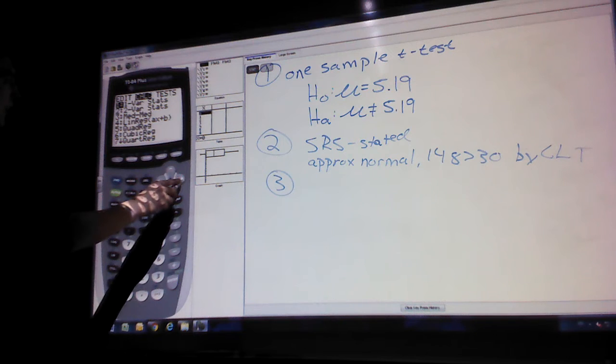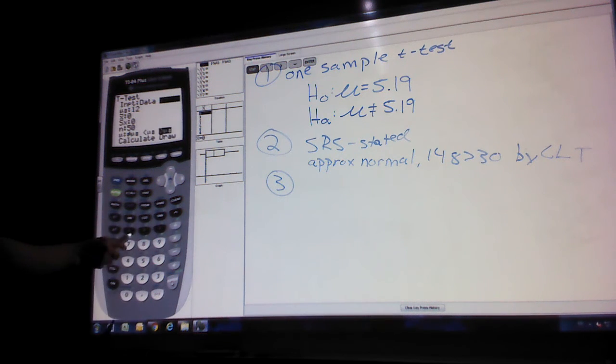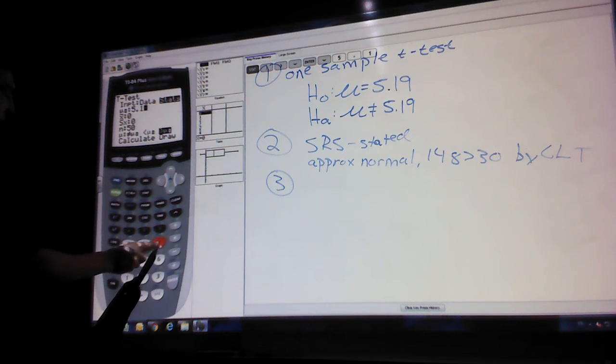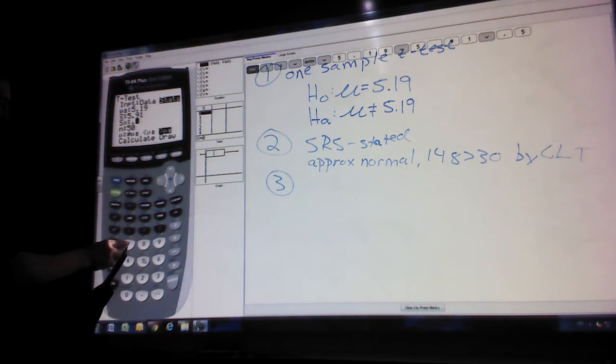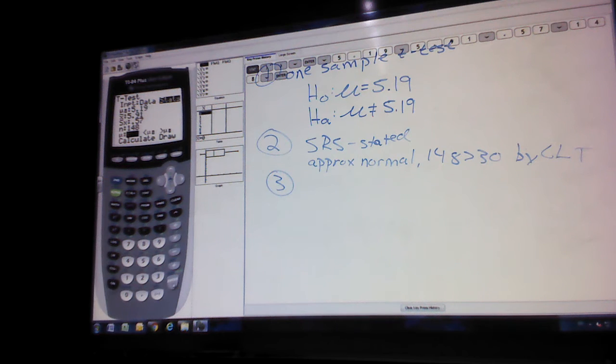Step 3 is hitting the correct buttons. Stat, test, it is a t-test. The null hypothesis is 5.19. X bar, the sample mean, I believe was 5.91. The sample standard deviation is 0.57. And they talked to 148 hotel managers. We'll put a not equal to, and this is what it should look like on your calculator.